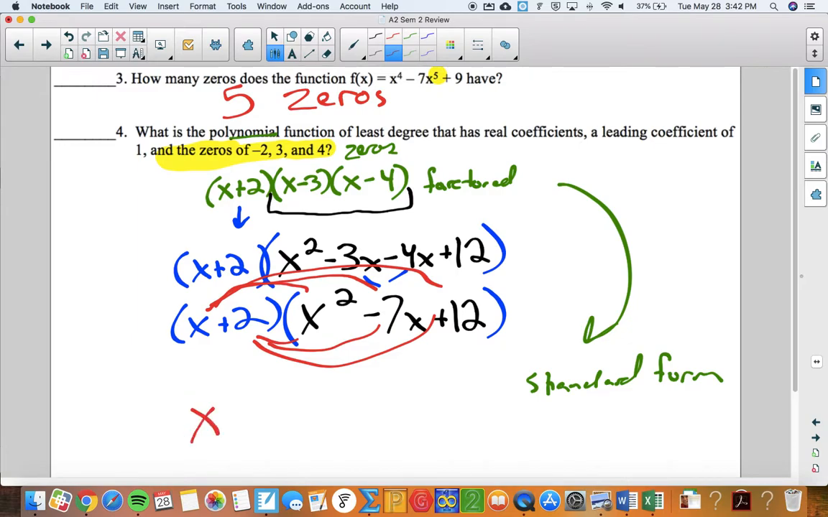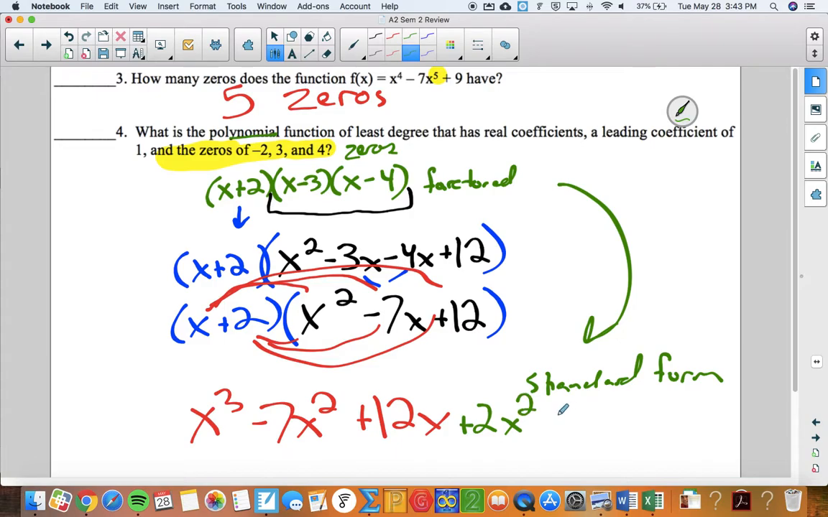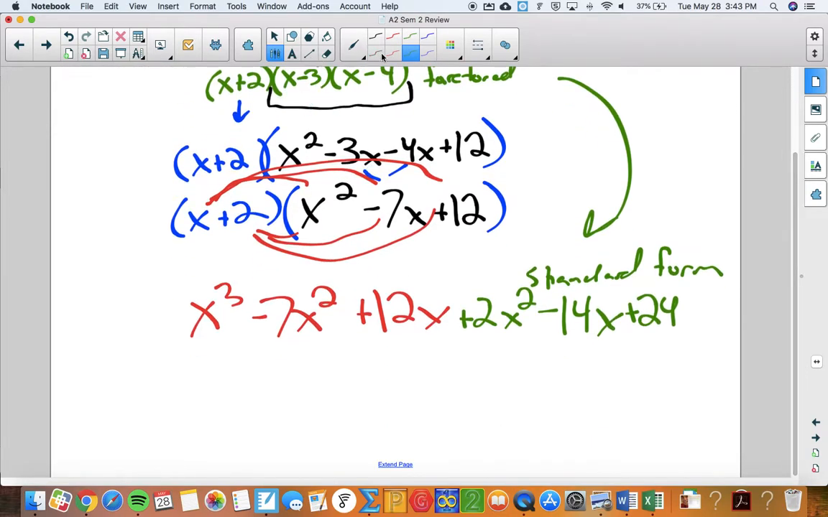So I get x to the third minus 7x squared plus 12x, because I distributed an x to each of these, so it added a power to the x's. Now multiply everything by 2. So I get 2x squared, not changing the powers at all, minus 14x plus 24. Now we're super close. We just need to combine like terms.